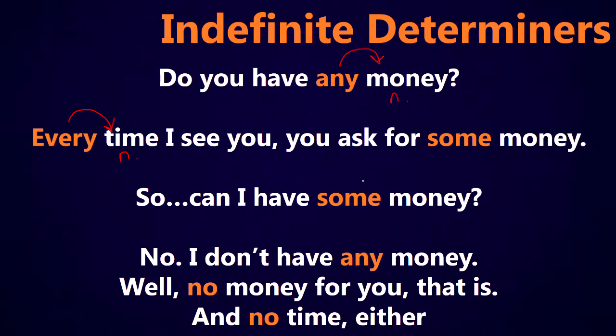So can I have some money? So some is describing the money. No, I don't have any money. So any is describing the money. Well, no money for you. So no is describing the money. That is. And no time either. So no is describing the time, which is a noun. So you see any, every, some, any, no, and no. They're all being more specific about the nouns they're with, which means that all of these are determiners, indefinite determiners.